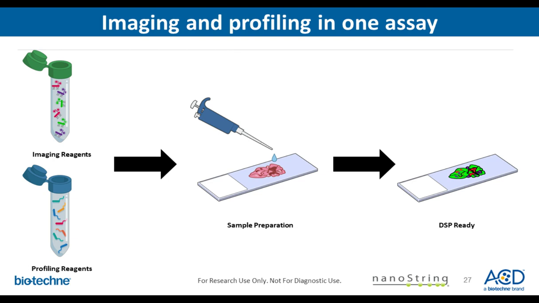So preparing a sample for GeoMix is very straightforward. For protein, it's essentially the same as immunohistochemistry, and for RNA analysis, the same as in situ hybridization. So we combine two different reagents. What this is showing here on the left is the imaging reagent. So these are RNA-scope probes targeted to genes of interest. And then you combine those with the profiling reagents, which are the DNA barcoded ISH probes that are used for the nCounter or GeoMix readout. Once you've stained the sample, it is ready to go on to the system.